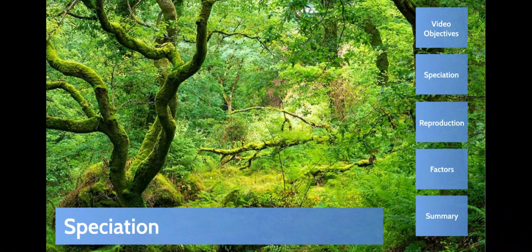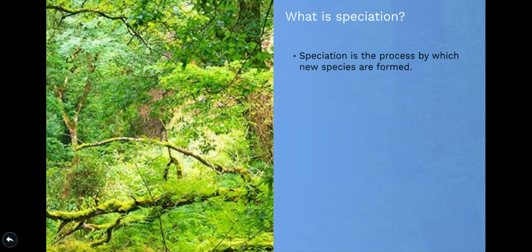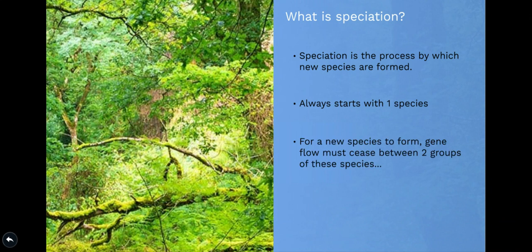Firstly, let's have a look at what speciation actually is. Speciation is the process by which new species are formed. It always starts with one species, so one species has to be essentially split into two groups. When these groups of species are split into two distinct groups, gene flow must cease between them.